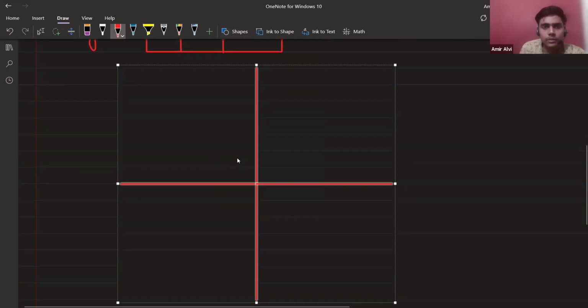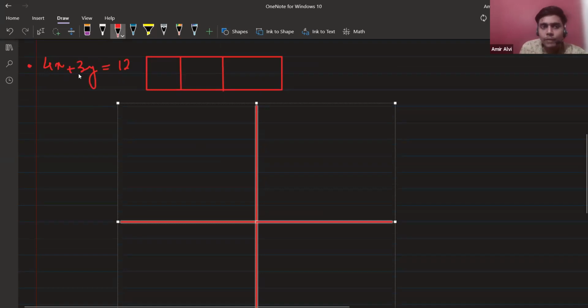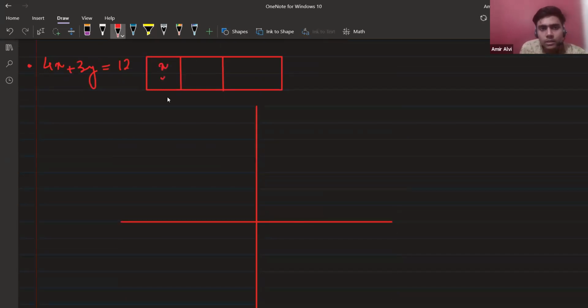Okay, so this is our graph. Now Simrat, tell me, this is x, this is y. If I put y equals 0, x will be 3. And if I put x equals 0, y will be 4. Yes or no? Are you sure? Because we have just done the same example. This is our origin. 1, 2, 3, and 4. Yes or no?